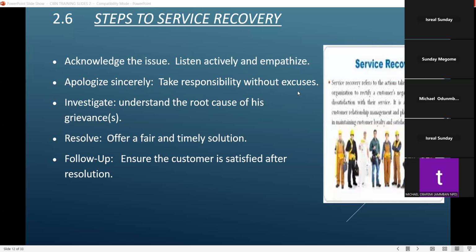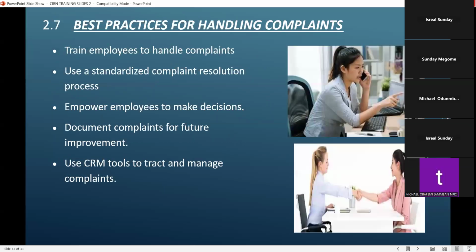I think I'll be a bit faster because we still have much to cover. Best practices for handling complaint. What are the best practices when a complaint comes to you? Train employees to handle complaint.